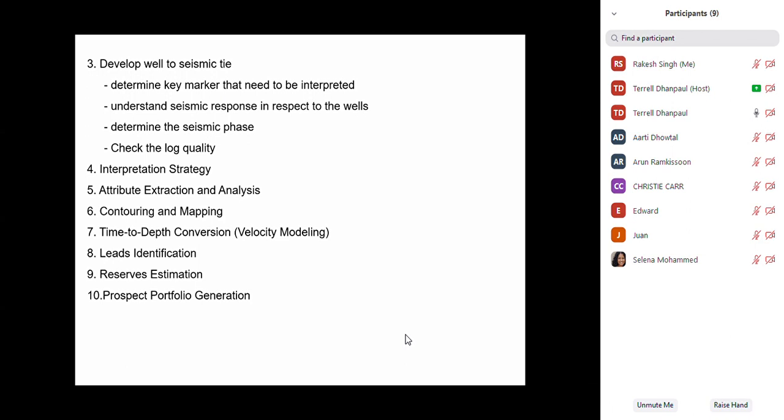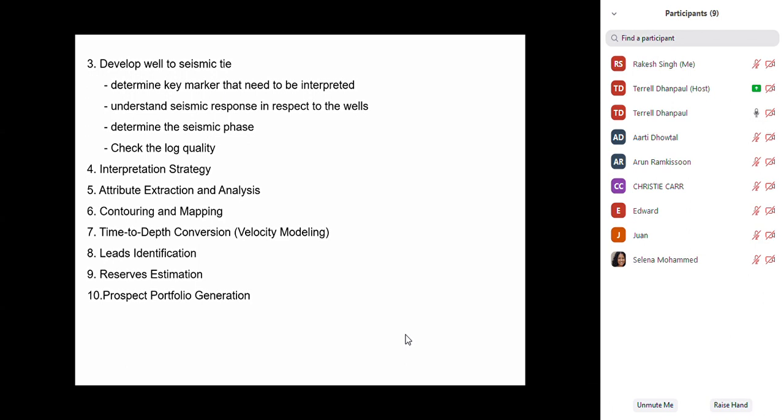Right, and from the AI log, you can also get the reflectivity series, from which you can create a wavelet out of the well logs. And you can use that wavelet now to compare it to your seismic data. And that is the whole well to seismic tie. That is that whole process. We'll talk about that in the body of the lecture.